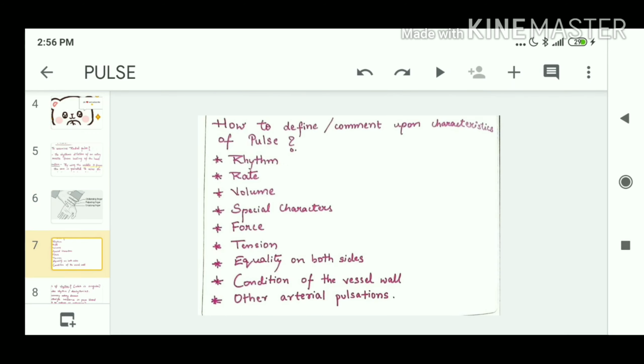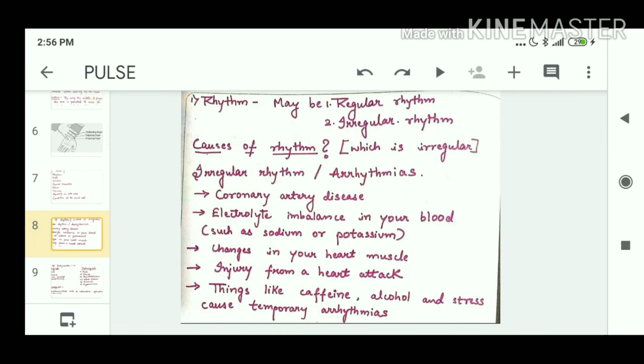So how to define or comment upon the characteristics of pulse? How can you define a pulse in various manners? They are the rhythm, rate, volume, special characters, force, tension, equality on both sides, condition of the vessel wall, and other arterial pulsations. So these are the characters by which you can define the pulse of a patient, isn't it? Now, first we will see about rhythm.